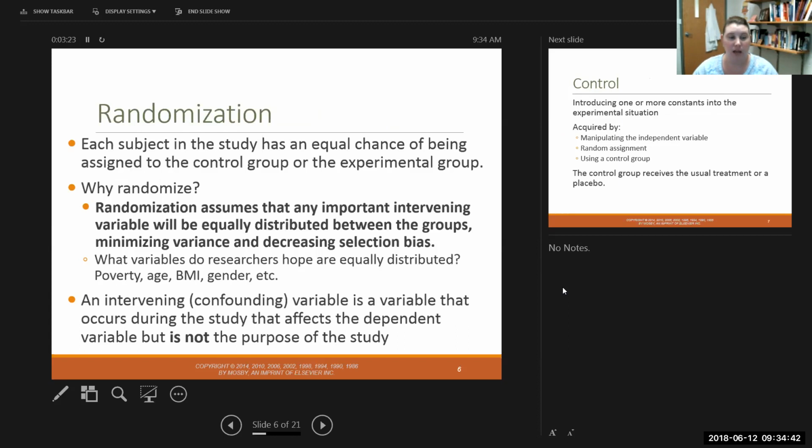And something that's worth noting as you are thinking about the different research studies that you read is this idea of an intervening or a confounding variable, which is simply a variable that occurred during the study and it affects your dependent variable, but it was really not the intention of the study. These are important to keep track of and to make note of in the studies if you run across anything like this, because of course it has a large impact on your study.